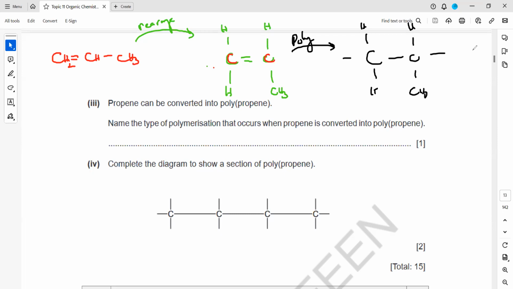So this is one molecule. Then there will be another molecule of propene, which will link with each other. So here, if you want to draw H, H, H and CH3, this is one monomer. And then again, another monomer will join, and as a result, they will form a polymer. So two identical monomers join and form a polymer. Is it clear?